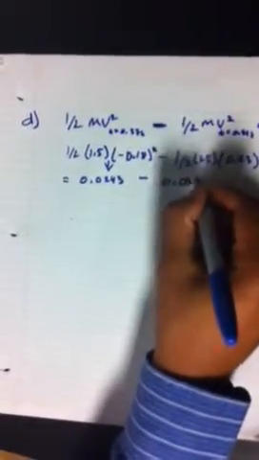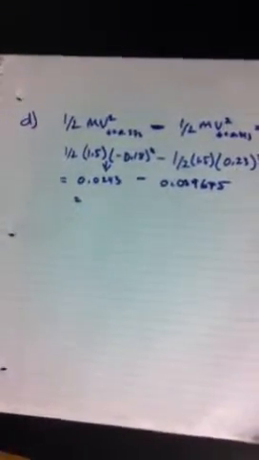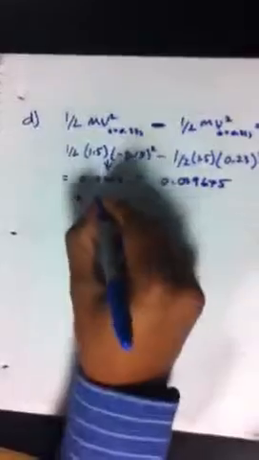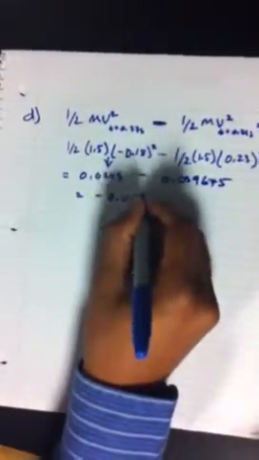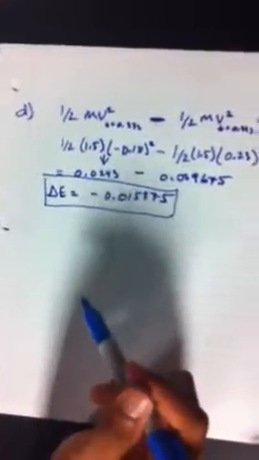And you get 0.039675, and you get negative 0.015375 change in energy, and that's the answer for part D. The energy lost is this. That's the answer.